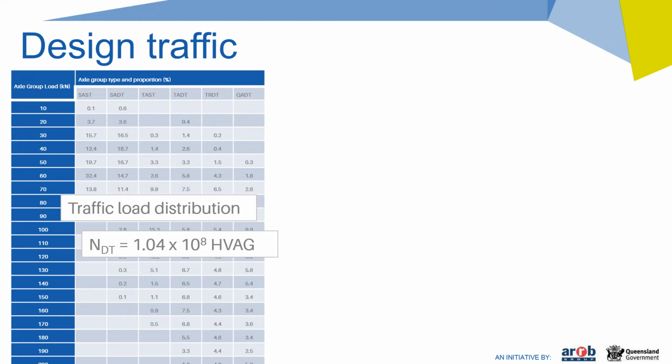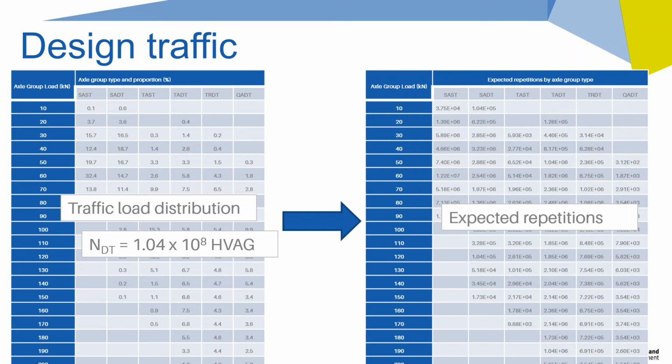We use that design traffic together with the traffic load distribution to calculate the expected number of repetitions of each axle group combination and load level. That's done by really just multiplying the proportions in the traffic load distribution, which is shown in the background there, by the total number of heavy vehicle axle groups. We'll end up with another table of the expected repetitions. And I'll use that later on in the example, so for the moment we'll just park that, and I'll call back on that table after we've calculated the allowable repetitions for our pavement design.